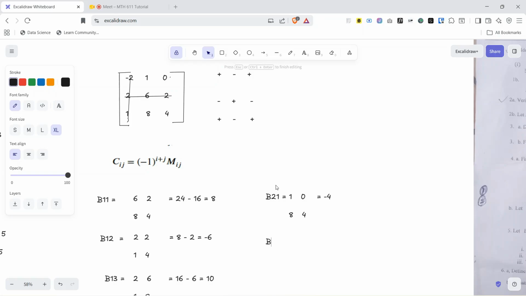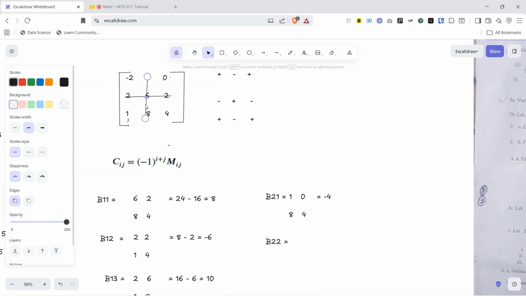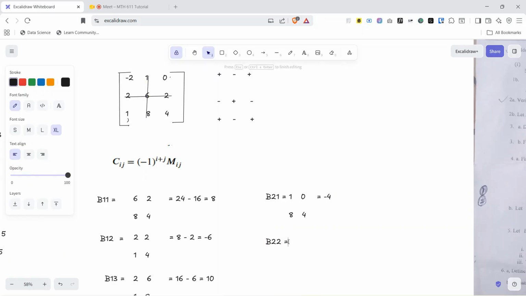So B22 would be equals to the determinant of minus 2 0, 1 4. This will be equals to minus 8. Minus 2 times 4 is minus 8. 1 times 0 is 0. So this is plus. So this is just going to be minus 8. So that is B22.